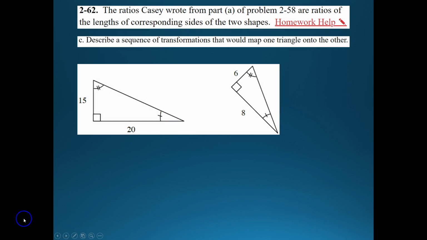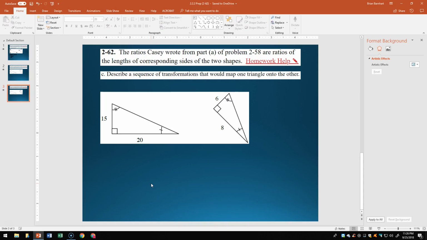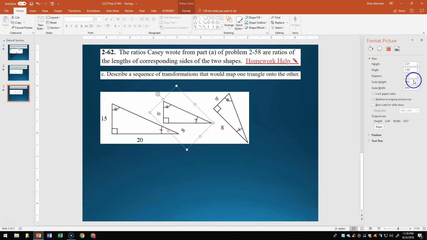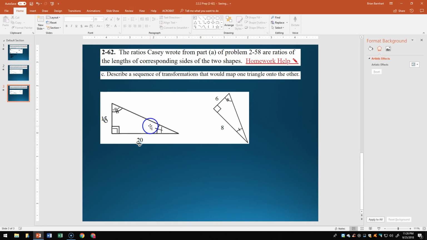Moving to part C, we want to describe a sequence of transformations that would map one triangle onto the other. I will demonstrate it using this. The first one we can say is we translate it. The next one is that we rotate it. And we would then want to dilate it, and from playing with this, I found that that is supposed to be 89. And then we can finish translating it, and voila, they line up on top of each other.